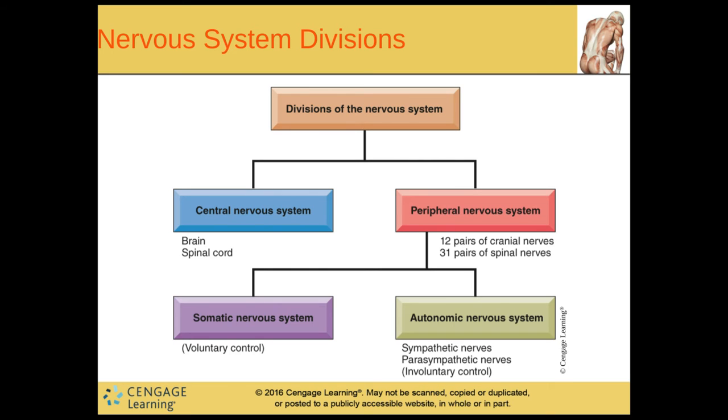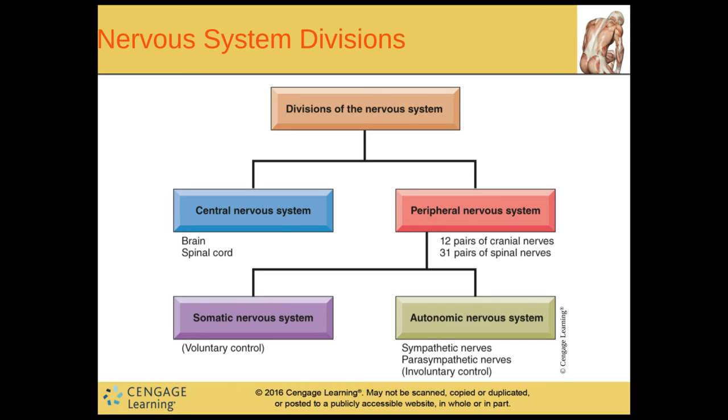So this is kind of how it breaks down, right? We have the divisions of the nervous system. One part of it is the central nervous system, which includes the brain and the spinal cord, and then we have the peripheral nervous system, which includes these cranial nerves and spinal nerves. Out of the peripheral nervous system, we have what's called your somatic nervous system. This is a voluntary control. So if I make a fist, right, and I consciously make that fist, that's a voluntary control. So that's part of the nervous system, right?